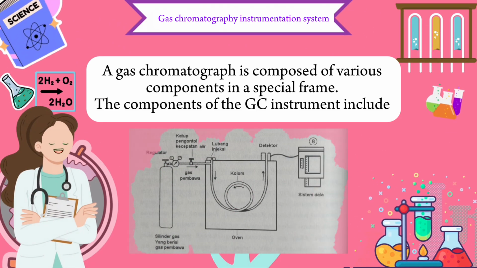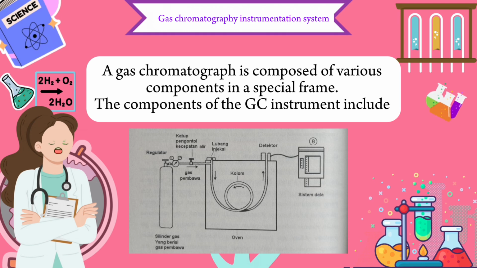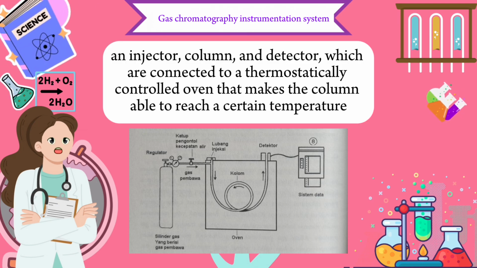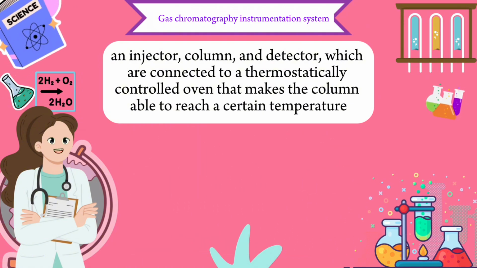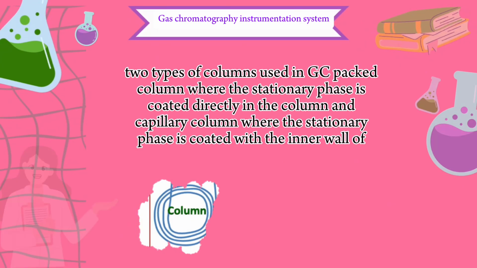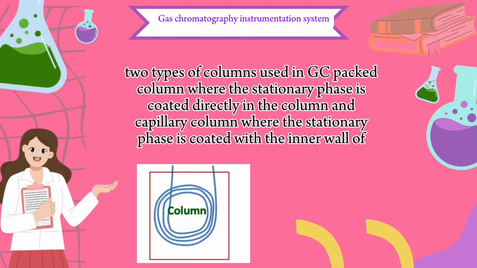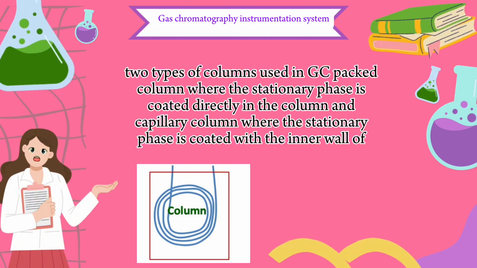A gas chromatograph is composed of various components in a special frame. The components of the GC instrument include an injector, column, and detector, which are connected to a thermostatically controlled oven that makes the column able to reach a certain temperature. Two types of columns are used in GC: the packed column, where the stationary phase is coated directly in the column, and the capillary column, where the stationary phase is coated on the inner wall.